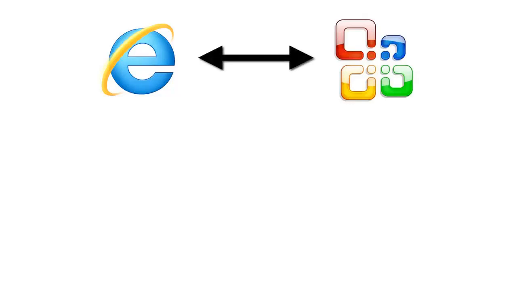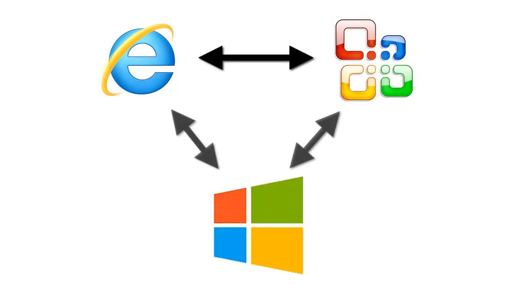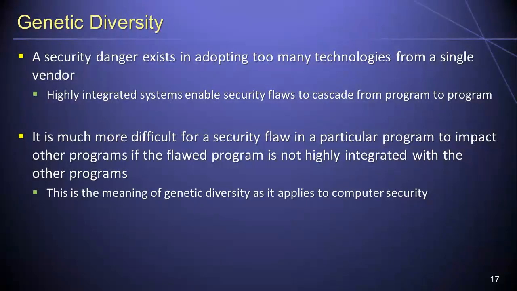For example, Microsoft Internet Explorer and all of the Microsoft Office programs are highly integrated not only with each other but also with the Windows operating system. A serious security flaw in any one of these programs, then, might be able to easily cascade to the others because of their high degree of integration. From a security perspective, it is much less likely that a security flaw in one program will be able to impact other programs if the flawed program is not highly integrated with those other programs. This is what is meant when we speak of genetic diversity in the context of computer security.